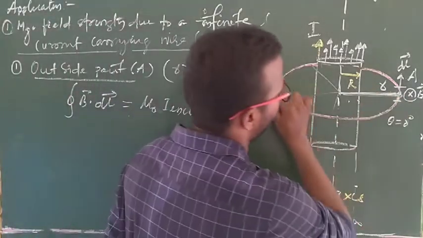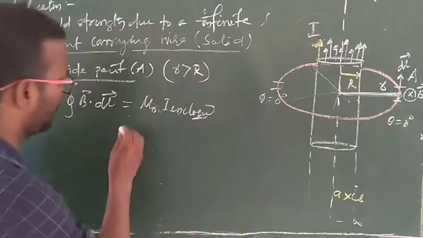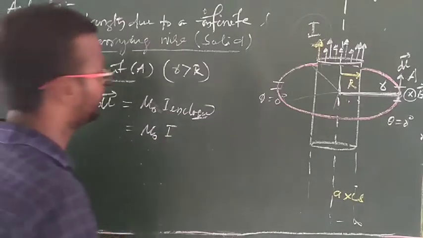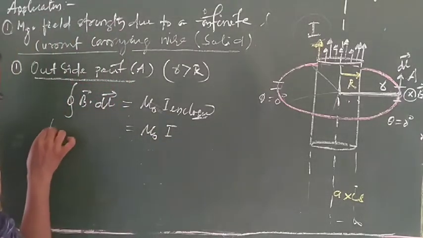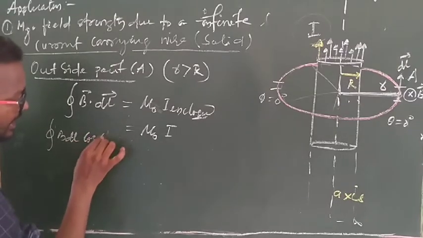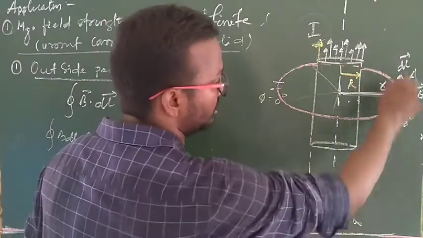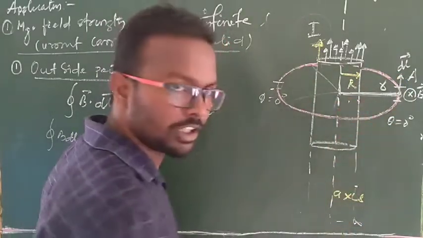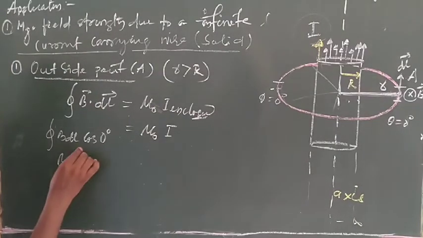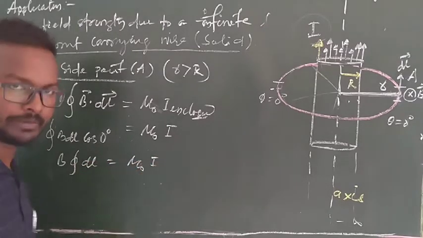This is the Amperian loop, so the total current within the loop is I. So we can write that as mu naught times I. Next, B dot dl is equal to B dl cos theta, but theta here is 0 degrees at each and every point on the Amperian loop. So B dl cos 0, and B is a constant quantity, so you can take it out: B times integral of dl equals mu naught I.